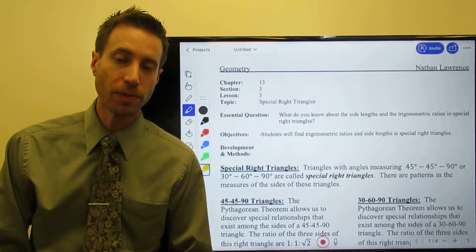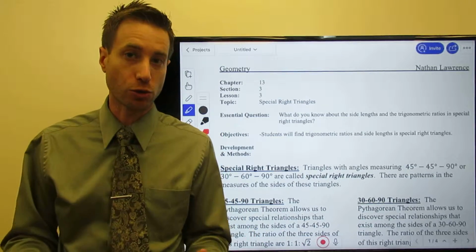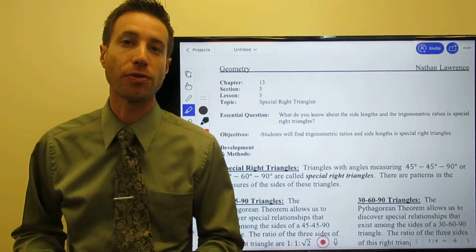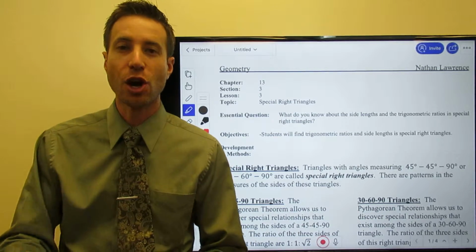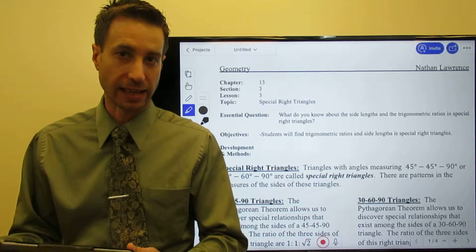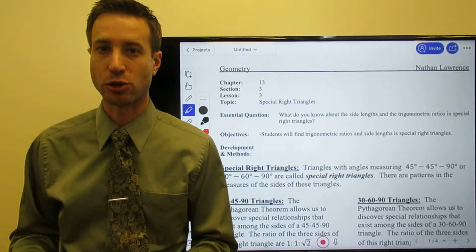So the first thing we're going to do is talk about what those special triangles are. There's two of them, and we'll talk about what they are, and then how the trig ratios, sine, cosine, and tangent, relate to the lengths of the sides of those special triangles.